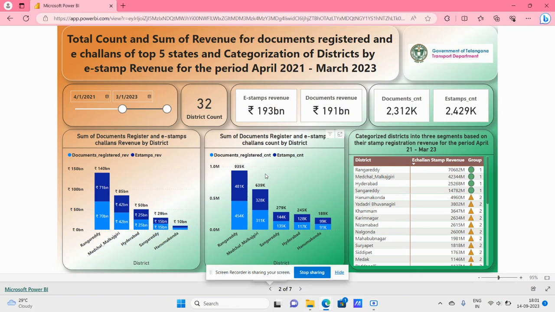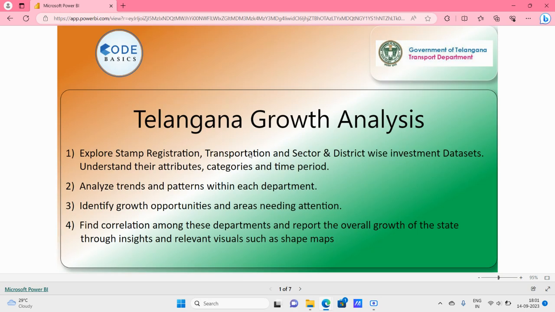Objective of the dashboard is to explore the dynamics of Telangana growth through data provided. Data we have got from the following website, data.telangana.gov.in. We had deep dived into the dataset to uncover the insights and find the hidden patterns. Now, from this slide, we will take you to the first slide of the presentation.